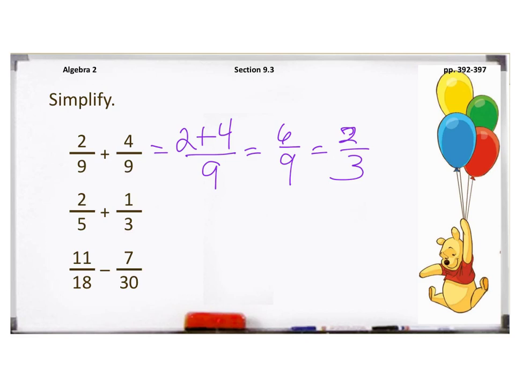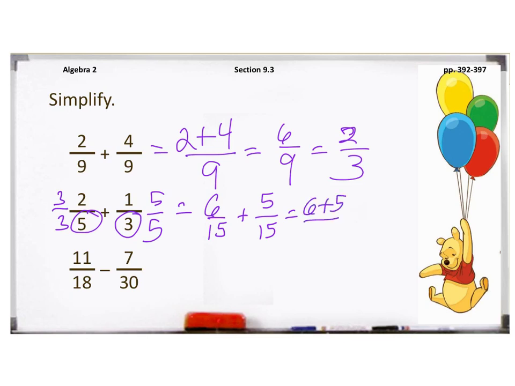Okay. So I multiply the first term by the denominator of the second term, and I multiply the second term by the denominator of the first. This is going to give me a denominator of 15. So I end up with 6 over 15 plus 5 over 15, which then becomes 6 plus 5. Now that I have a common denominator, I can put them together, and I end up with 11 over 15.